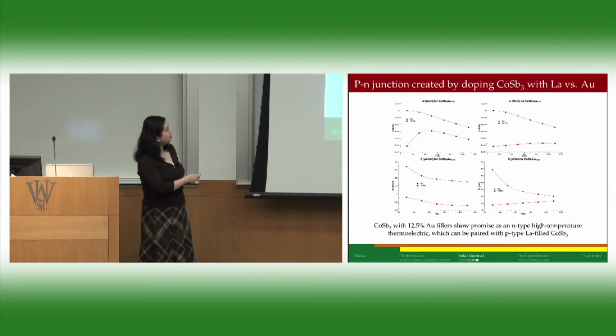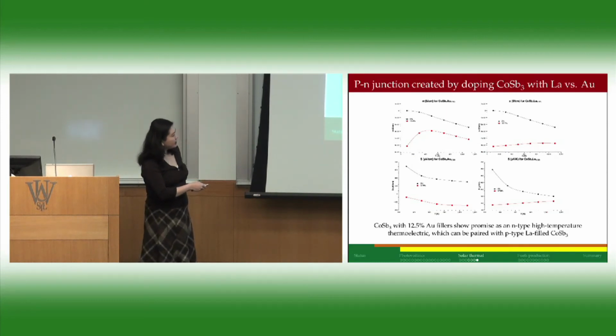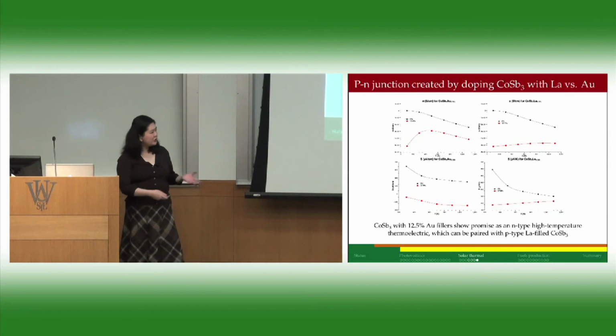Essentially, what we see for the gold is that your Seebeck coefficient is actually negative. It's actually less than 0. This is 0 right here. So it's actually all negative. But for lanthanum, this is actually 50 over here. You can see it's actually always positive. So for lanthanum, Seebeck coefficient is positive. For gold, it's negative.